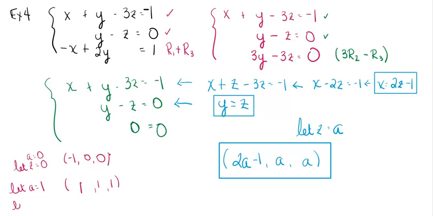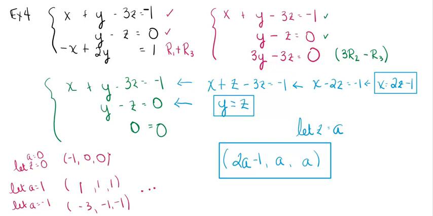Well, what if I let a or z, whatever you want to call it, be equal to negative 1? Well, I know that my y would be negative 1, my z would be negative 1, but what would my x be? Well, negative 1 times 2 is negative 2, and negative 2 plus negative 1 is negative 3, and so on. So there are infinite solutions.